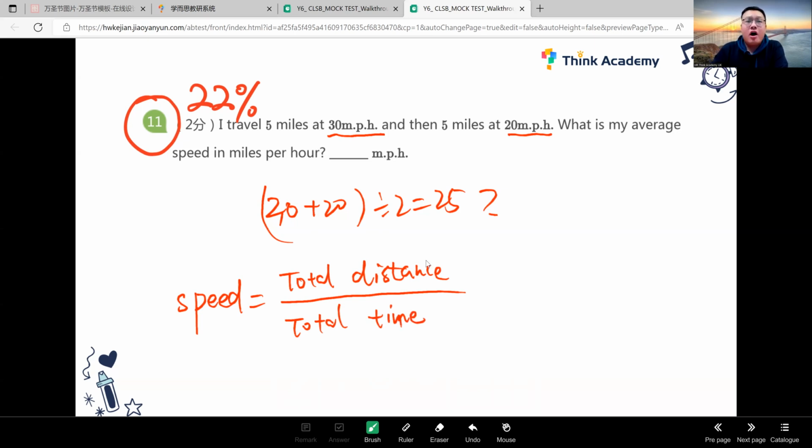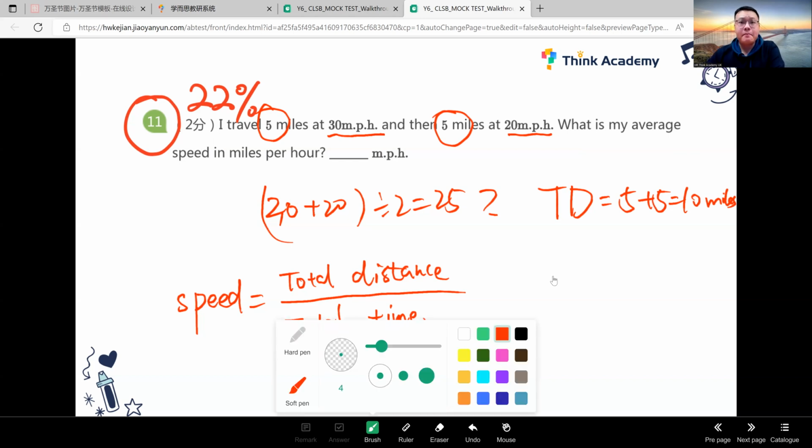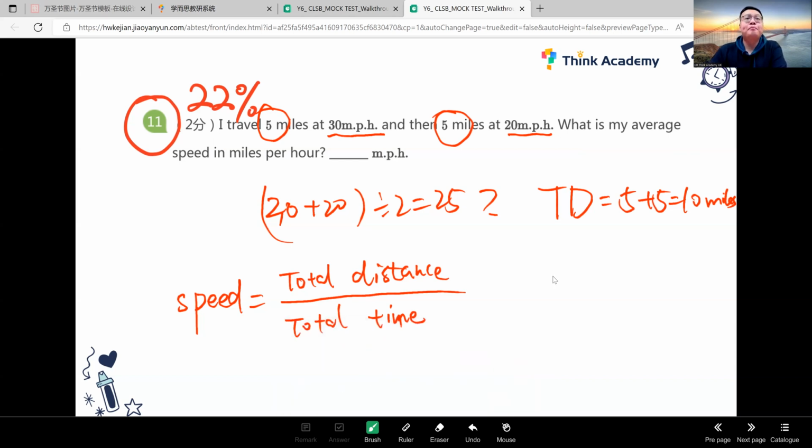But the thing is, how do we get the total distance, guys? The total distance is very easy to get. I'm going to use TD to represent total distance, which is 5 plus 5, right? Because you got 5 miles and then 5 miles. That will be 10 miles. But what is the total time?